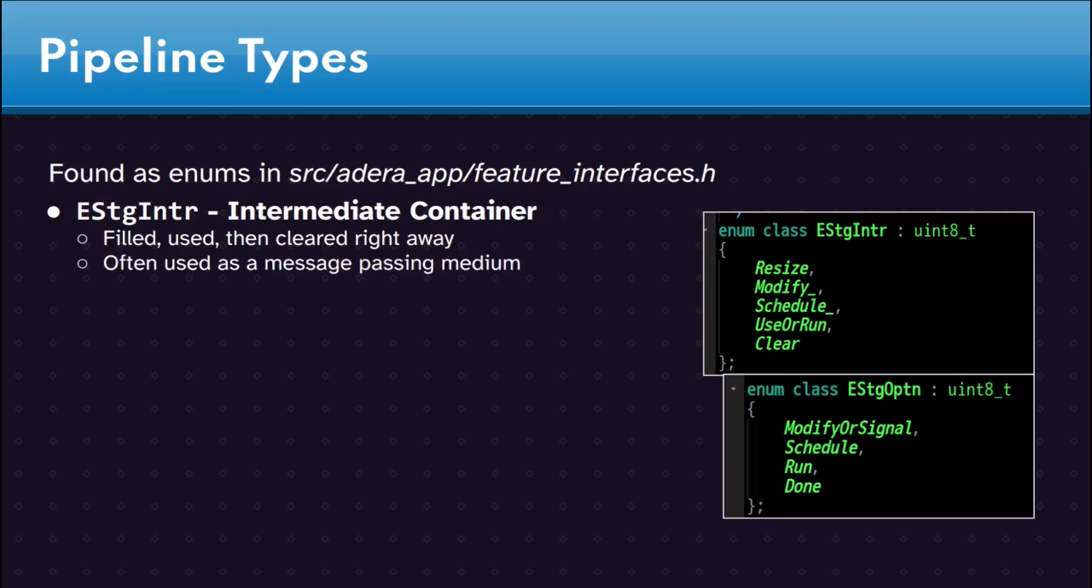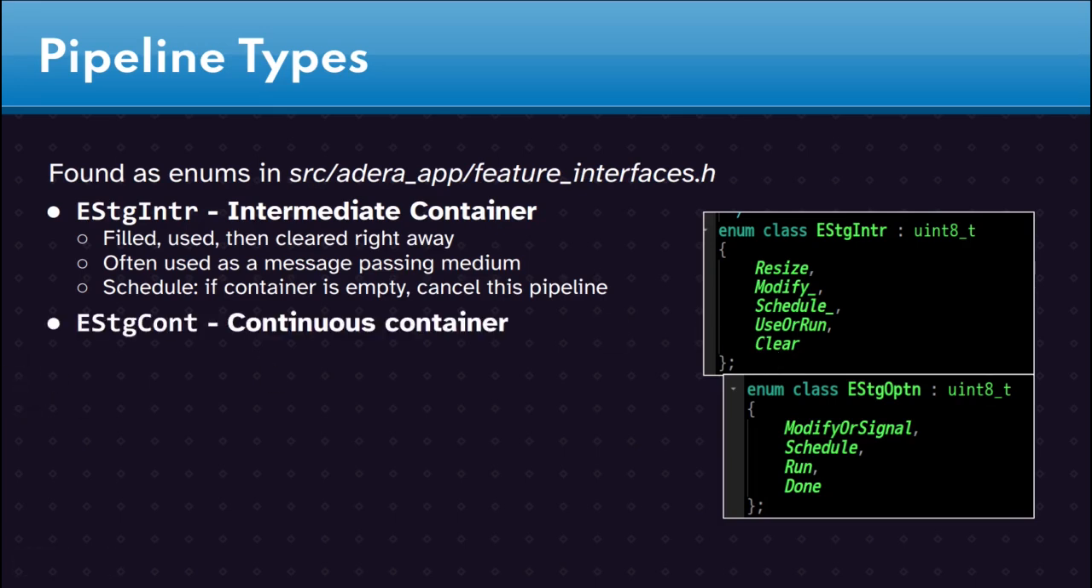It is often used as the message passing medium. One system would fill a container and then another system would read from it, and the pipeline makes sure that this happens in the correct order. The schedule is used here because tasks can run on a certain pipeline so that the task can be canceled and other things. So we can have a special task on the schedule stage that would check if the container is empty, and if it's empty, it would cancel the pipeline. So we don't actually have to run the tasks that would just iterate an empty container anyways.